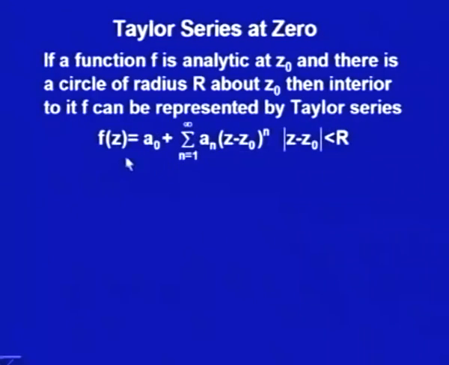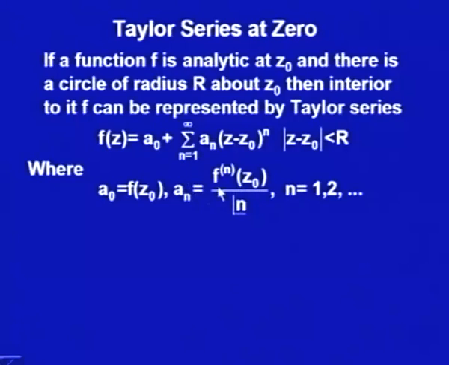What is the Taylor series? You do know, f z is equal to a naught plus summation n running from 1 to infinity a n z minus z naught to the power n, for mod z minus z naught less than r. We do know that you had already done this Taylor series expansion. We do know that a naught is nothing but f of z naught, and a n is the nth derivative of f at z naught divided by factorial n, for all n equal to 1, 2, 3 and so on.